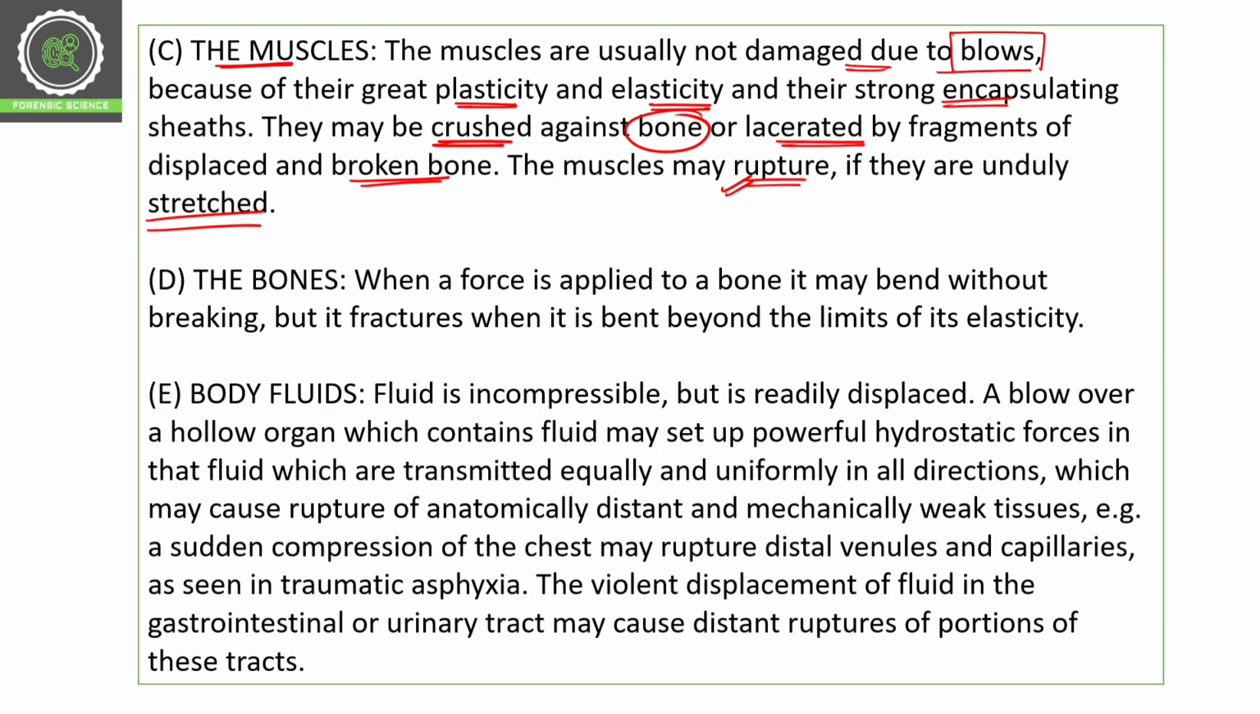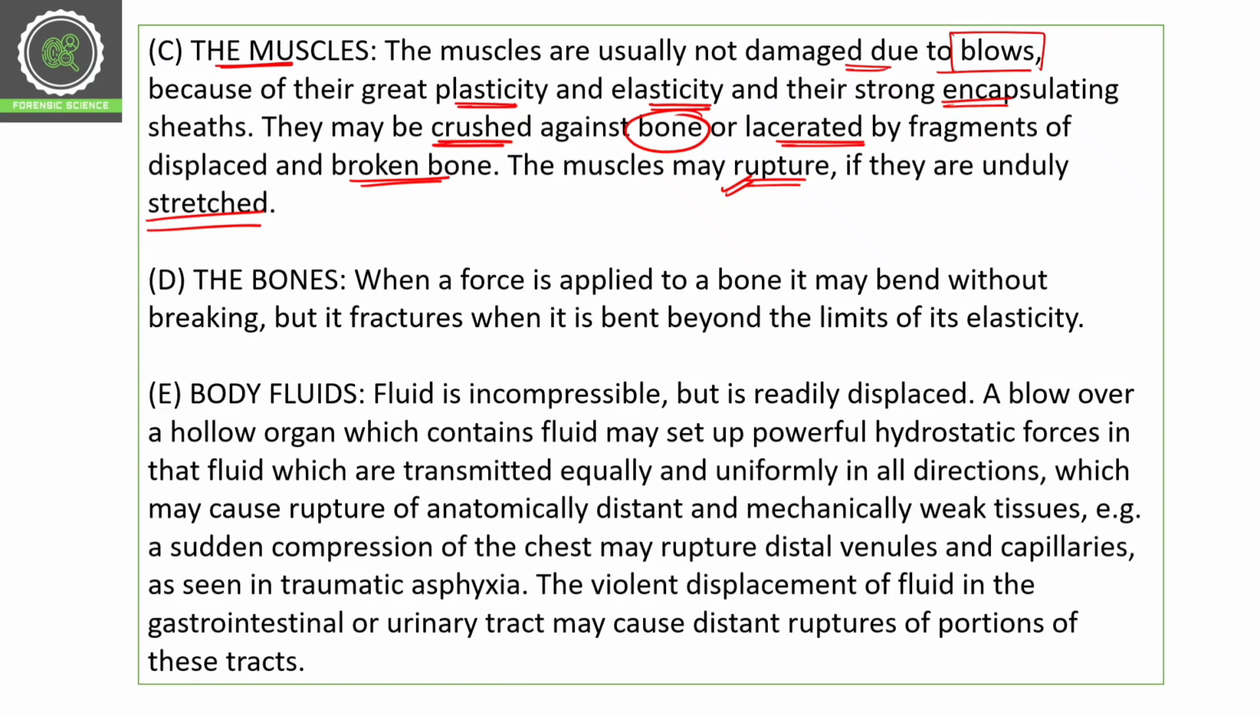Okay, so we have different proteins in the muscle, and they give great elasticity to the muscles, because when we move, our muscle gets contraction and relaxation in the course of movement. So that's why it already has some elasticity. But if we are stretching the muscle beyond its elasticity, it is going to be ruptured and it is going to be crushed against the bone. It is not going to be affected by simple blows.